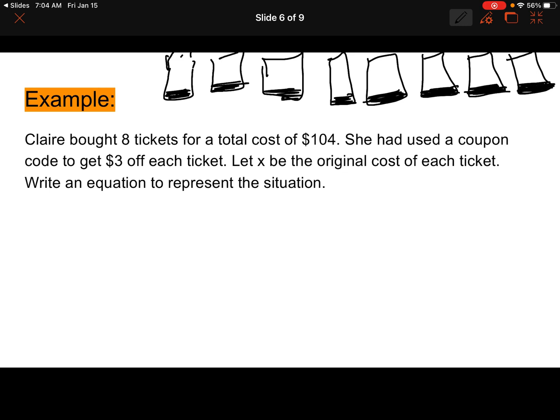All right, so we have 8 of these, right? So we're going to have 8 times x. But is this a regular x? It's not, because x is the original cost of the ticket, but she's getting $3 off each ticket. So this is actually going to be 8 times x minus 3, where x is the original cost of the ticket. With all of these devalued tickets, she has 8 of them, and what is that equal to? Well, she spent $104 total, so we want an equal sign and 104. Tomorrow we're going to learn how to solve this, and hopefully you've already seen that in the past. But now we just need to learn how to set it up.